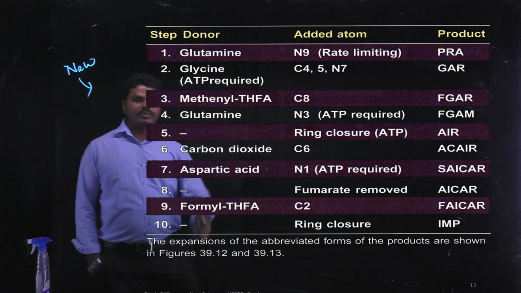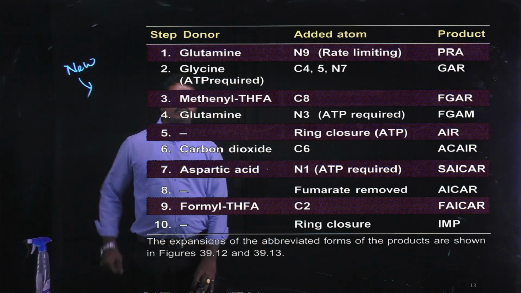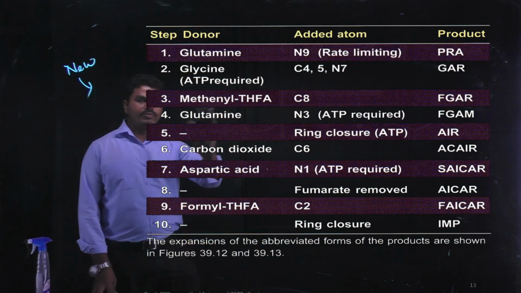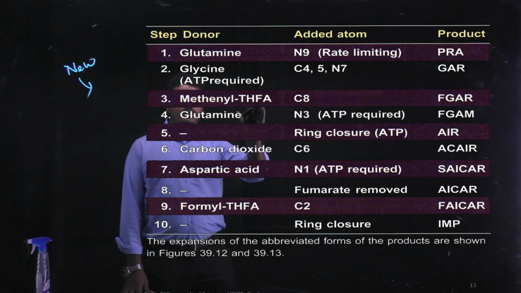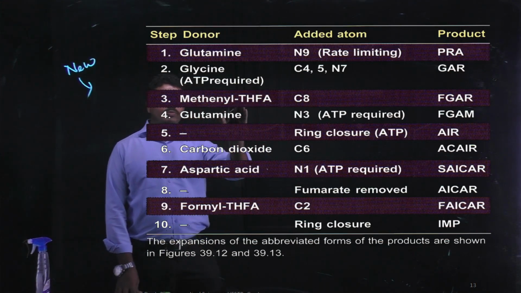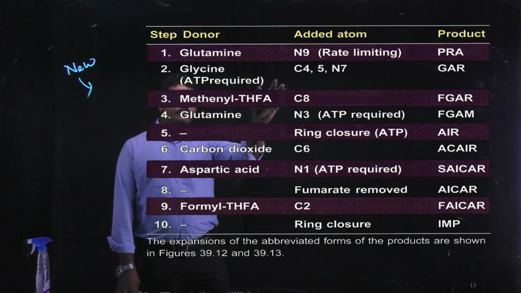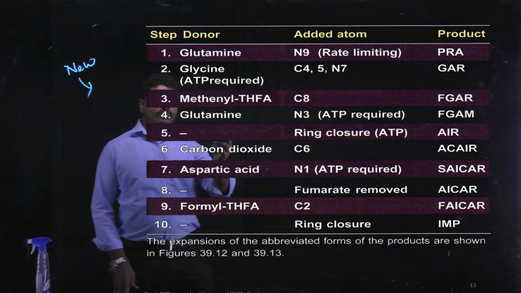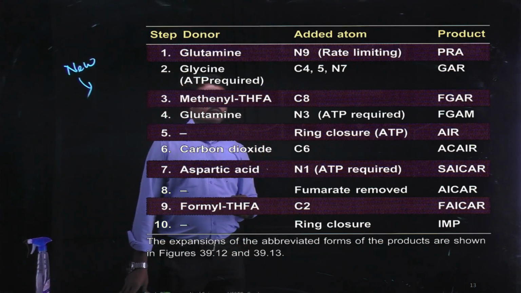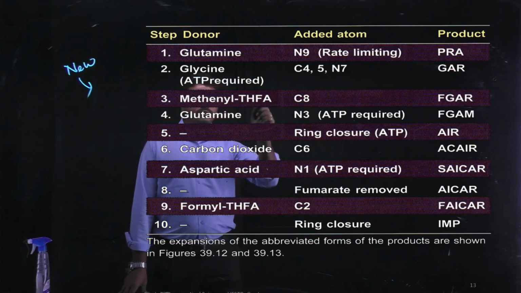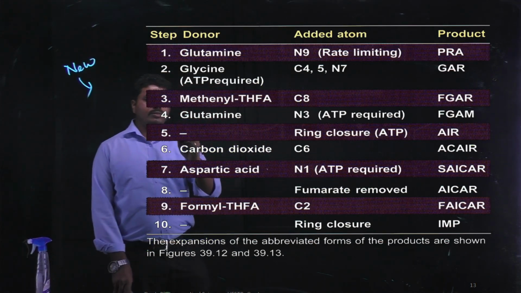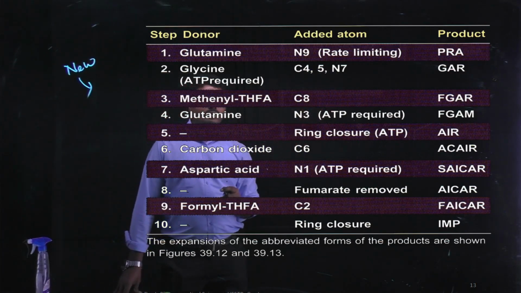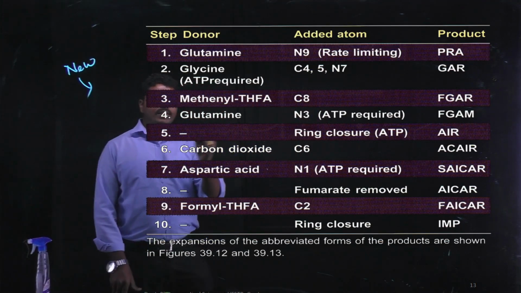And these are the sequence of steps which are involved in the biosynthesis of inosine monophosphate. So there are 10 steps present. Each and every step will contribute one or two atoms that are present in the purine ring. So in the first step, there is an addition of ninth nitrogen. This step is called a rate limiting step, and thereby it can produce the pyrophosphate ribosyl adenylate.